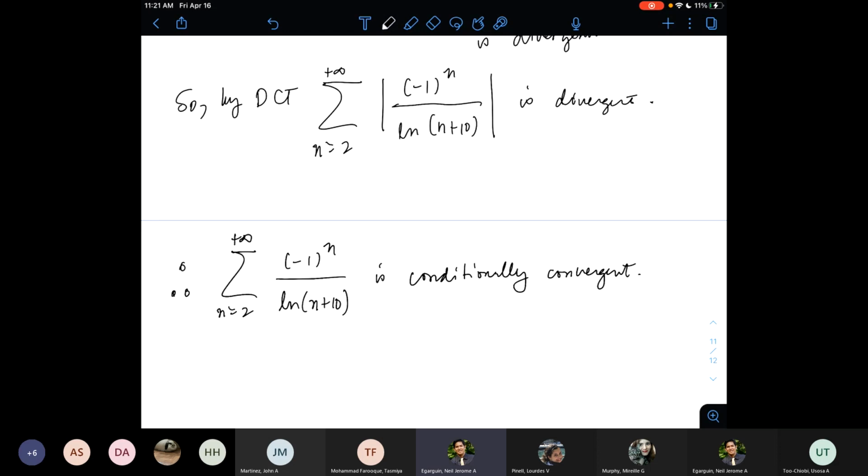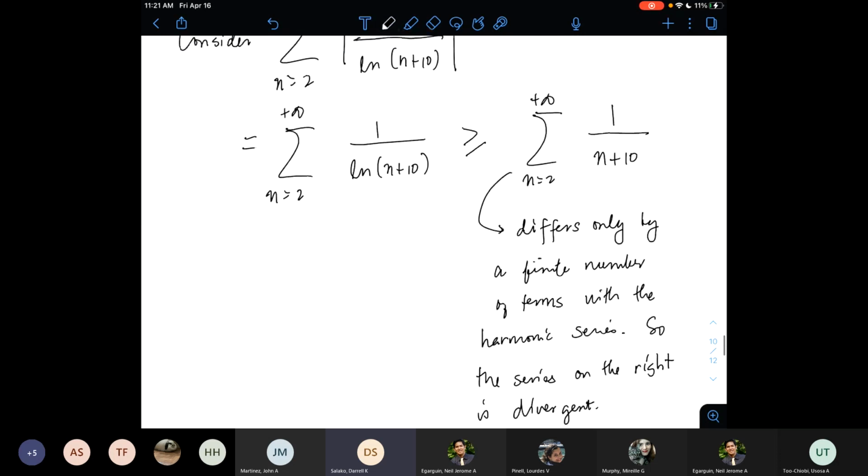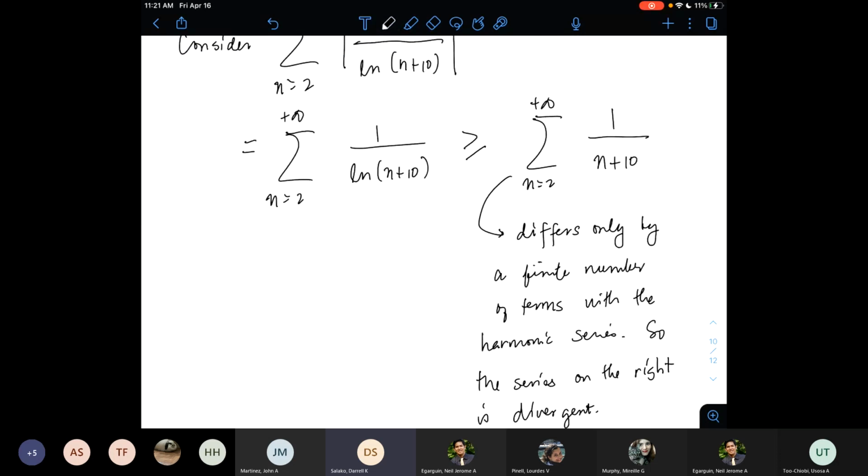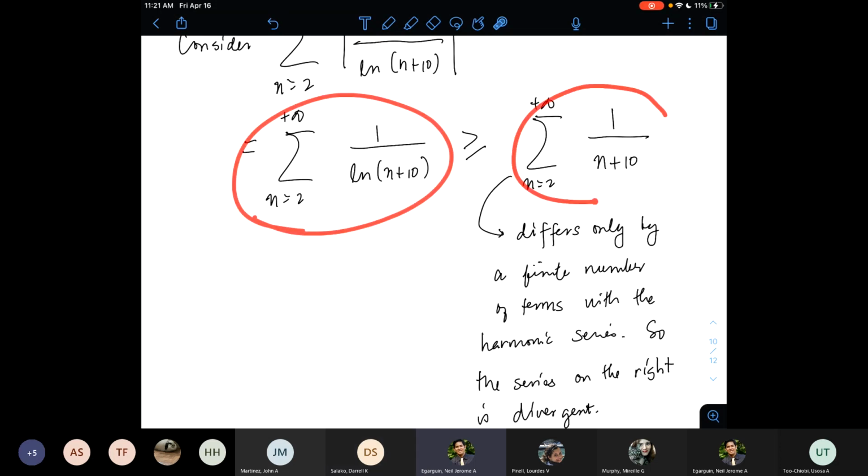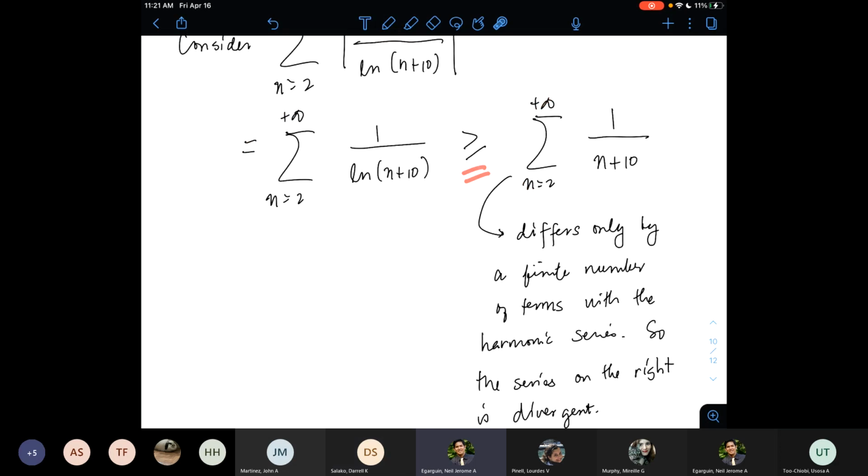Hey Neil, I have one question. Go ahead. About the one that we compared the 1 over ln of n plus 10 to, I'm not understanding how it's divergent. Okay, yeah. I hope you see the point why I am comparing this guy with this one, how I got this inequality here. Now, I'm dealing with this guy, 1 over n plus 10. There are several ways to conclude that that is divergent. I guess that's your question.